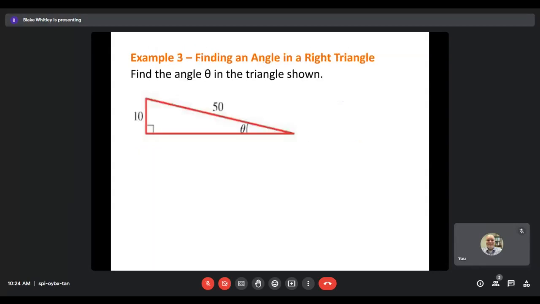All right, now example 3, we want to find angle theta in the triangle shown. So we have a right triangle, we have our theta marked, okay, and so the first thing we want to do is identify, well, which sides are we actually working with? And so from theta, I notice here that the 10 is my opposite side, and then 50 is definitely the hypotenuse because it's across from that 90-degree angle. So since I'm dealing with opposite and hypotenuse, that tells me I'm going to use my sine function. So I'm going to take the sine of my angle theta, and I'm going to set that equal to the opposite over the hypotenuse, or 10 over 50.